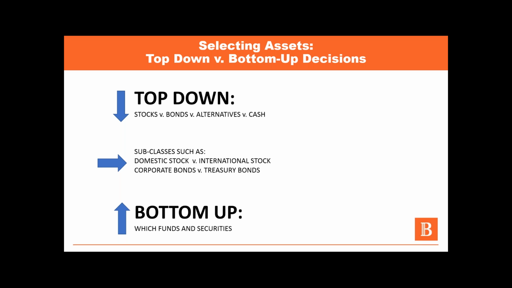One is the top-down decision, which is how much money do we put in stocks versus bonds or alternatives or cash. Then there's this middle area where we break it down a little further. So for instance, in the category of stocks, what percentage do you put in domestic stocks versus international stocks, and so forth. And then finally, the most bottom-up level is which individual assets or funds or securities do you pick for the portfolio. The previous seminar that we did, part 1, dealt with that top-down issue. This is going to deal with the middle issue and the bottom-up issue.